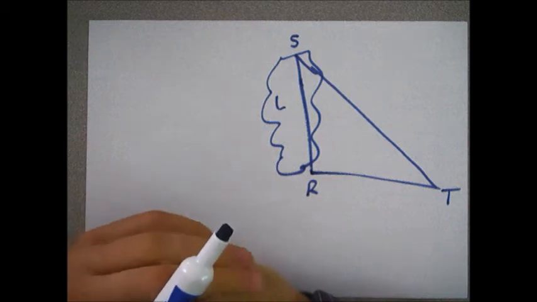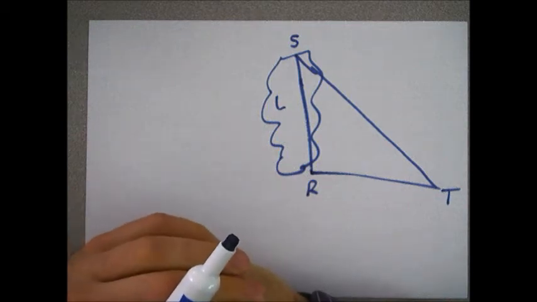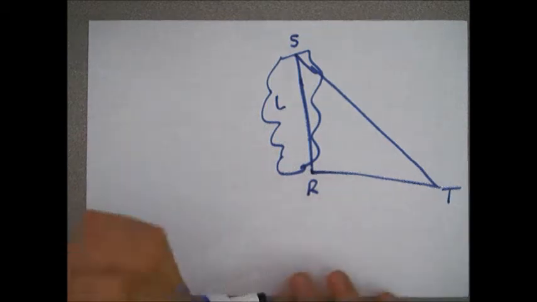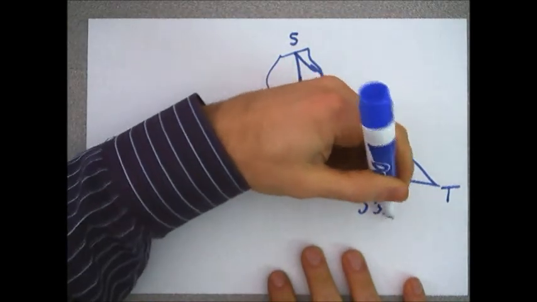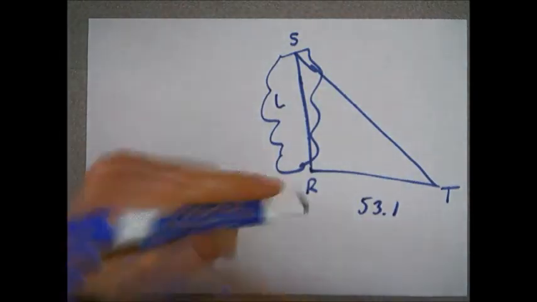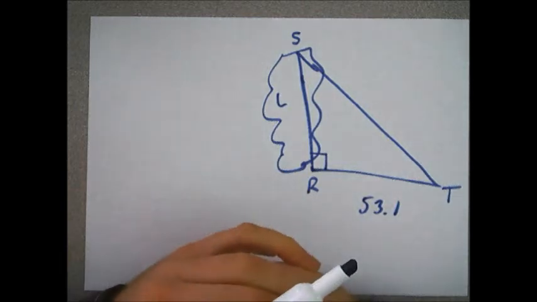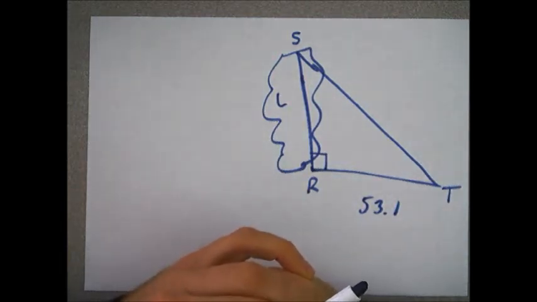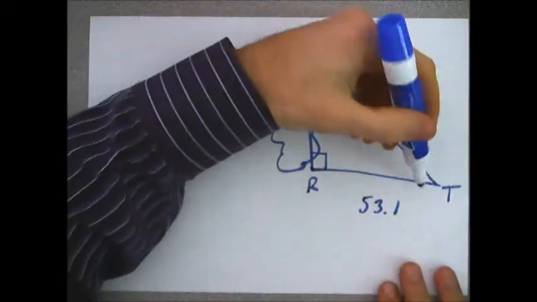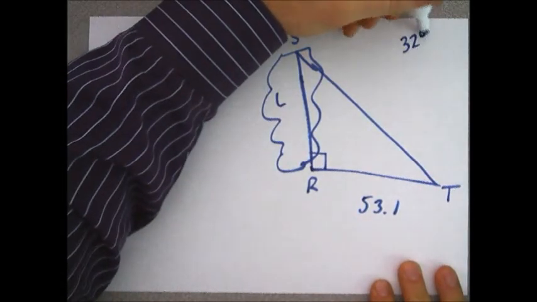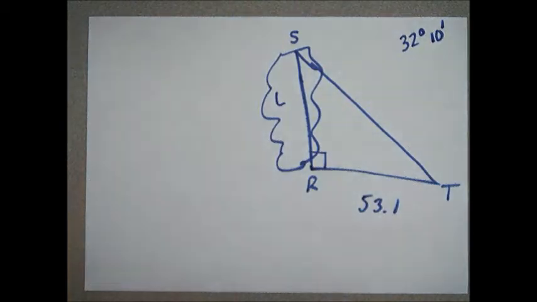What else does it say in the problem? RT is 53.1, so we'll put that down here. And we know this is a right angle. And angle T is 32 degrees and 10 minutes. Angle T, so let's just write this in the corner: 32 degrees, 10 minutes. How do I turn that into degrees?